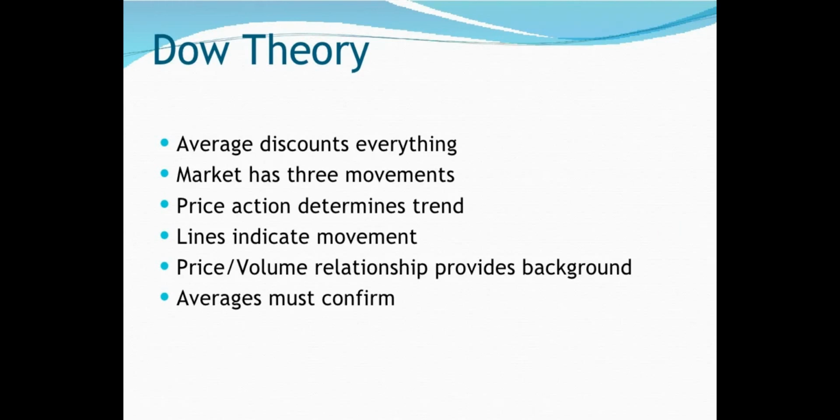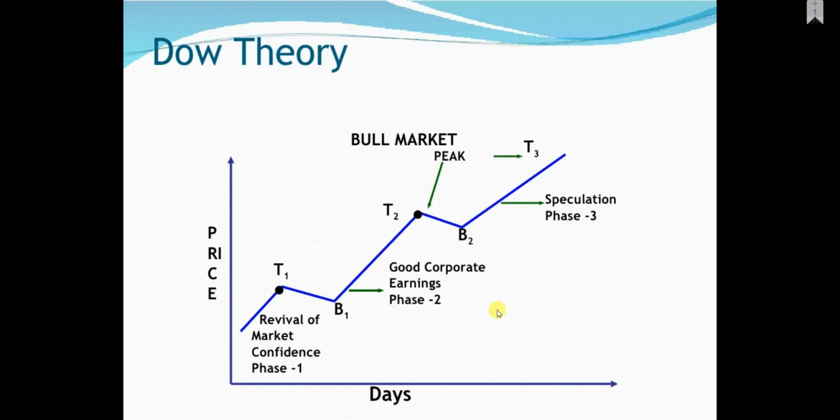Okay, so next, this is the Dow theory. On the y-axis is the price and on the x-axis is the days. You can see here how the price is going up by forming T1 and B1, T2 and B2, then T3. So this is the bull market view. It is actually an uptrend. This is the revival of market confidence, phase one. Then comes good corporate earnings and speculation. So this is the peak.